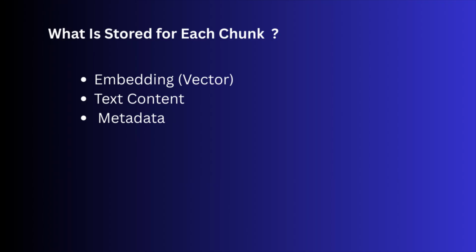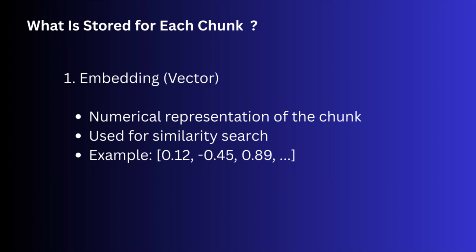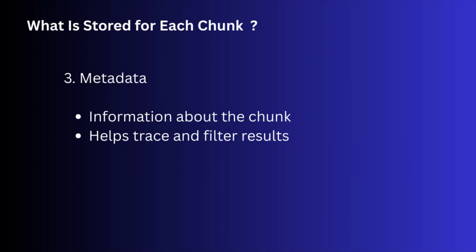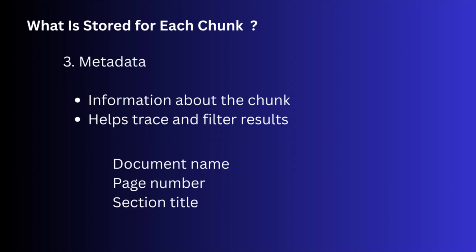For every chunk, the vector database stores three main things: embedding, text content, and metadata. Embedding is the numerical representation of the chunk. It is used for similarity search. Text content is the actual chunk text. It is used to send context to the LLM after retrieval. Metadata is information about the chunk. It helps to trace and filter results. Common metadata are document name, page number, section title, etc.